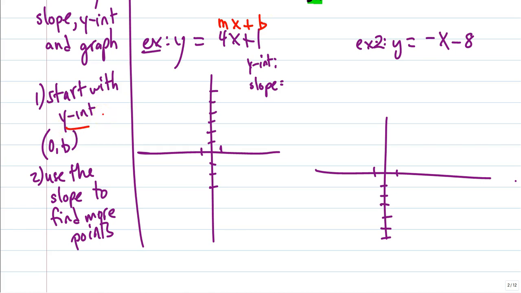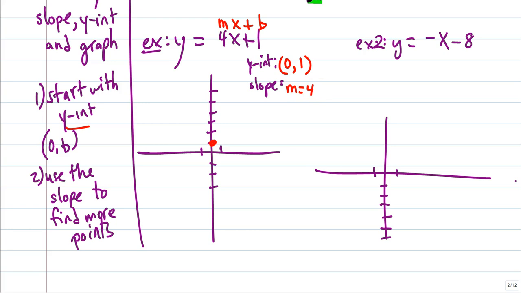I need to actually start at a point I know. That's the b. That would be (0, b), (0, 1). That's a point. I can plot the point (0, 1). Now to get to the following point, what we do is we use the slope. The slope is our m. Our m is 4. And we know that as change in y over change in x.